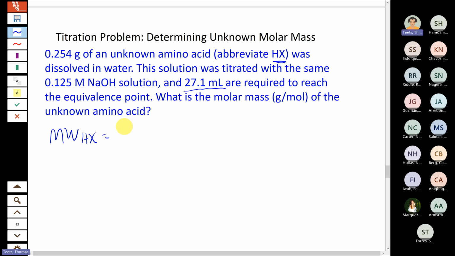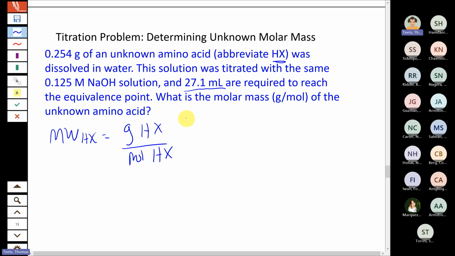If you recall, the definition of molar mass or molecular weight that we introduced in the previous chapter is grams per mole. So if you want to calculate an unknown molar mass, the two quantities you need are the grams of that substance and the moles of that substance. In this titration problem, we're still going to calculate the moles of our unknown, but we're going to use it in a different way. We're not going to use it to calculate a molarity. We're going to use it to calculate a molar mass using these two quantities and dividing them.